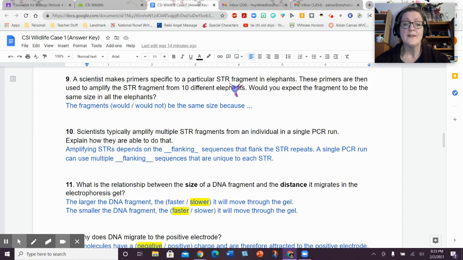And the answer is no, they wouldn't all be the same size because DNA mutates. If you look at 10 people, some of them will have exactly the same gene at exactly the same place. But the chances that 10 human beings or 10 elephants would have exactly the same allele in one area of DNA is very unlikely. There's many different alleles, and mutations happen all the time, so we would not expect 10 elephants to show exactly the same pattern, even if we're only looking at one particular location.